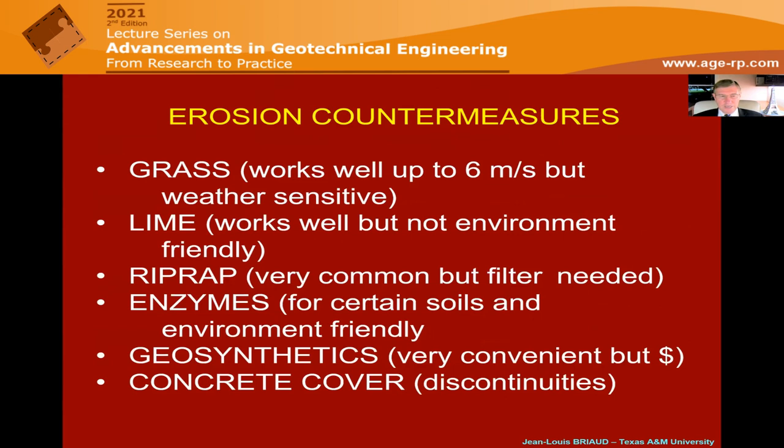Grass on levees, for example, can help a lot, up to 6 meters per second. Unfortunately, grass is weather sensitive. Lime works well, but it's not environmentally friendly because it generates some chemicals. Riprap is very common, but you have to put a filter between the riprap and the soil. And geosynthetic filters are the choice in many cases.